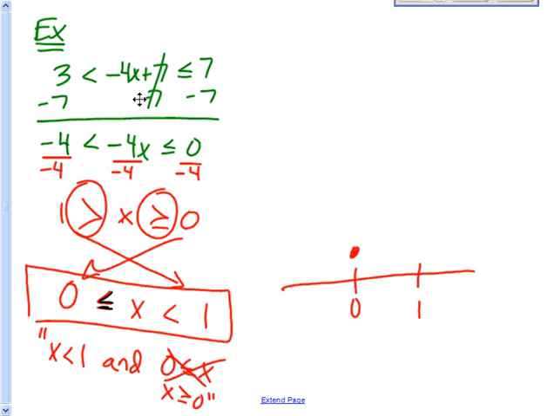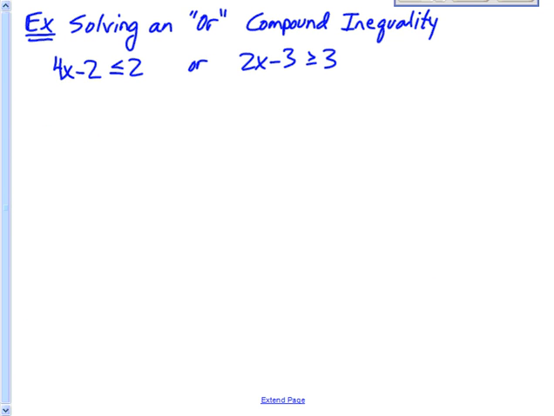And then it goes up to the 1, and 1 is open, right? Less than 1. Okay, so x is less than 1, and it's greater than or equal to 0. Okay, so that's compound inequalities. Let's go on to the next one here.